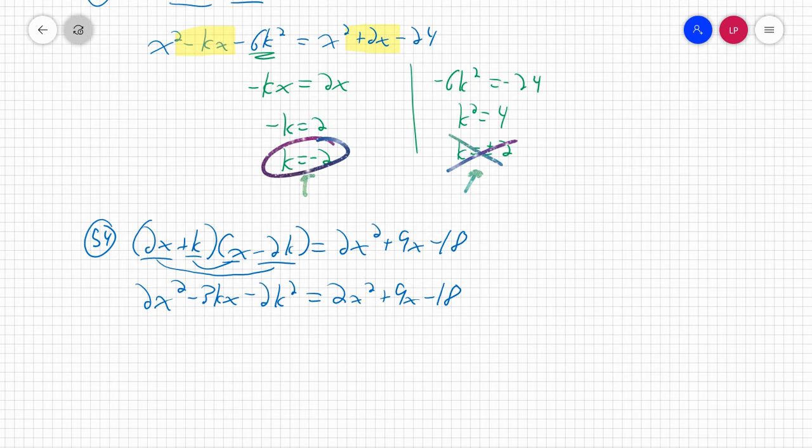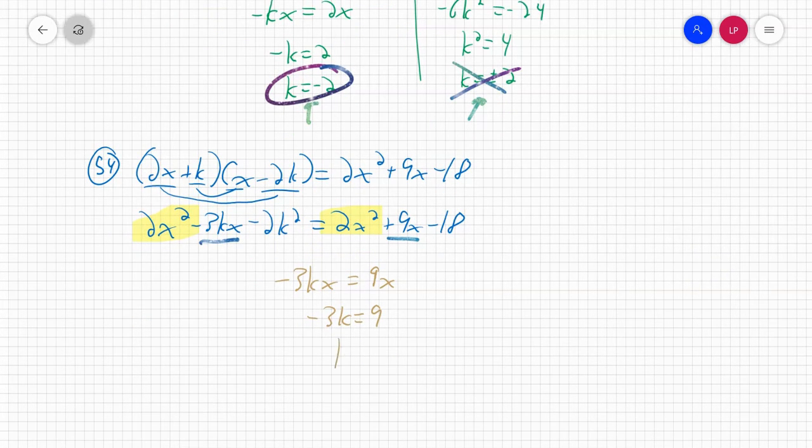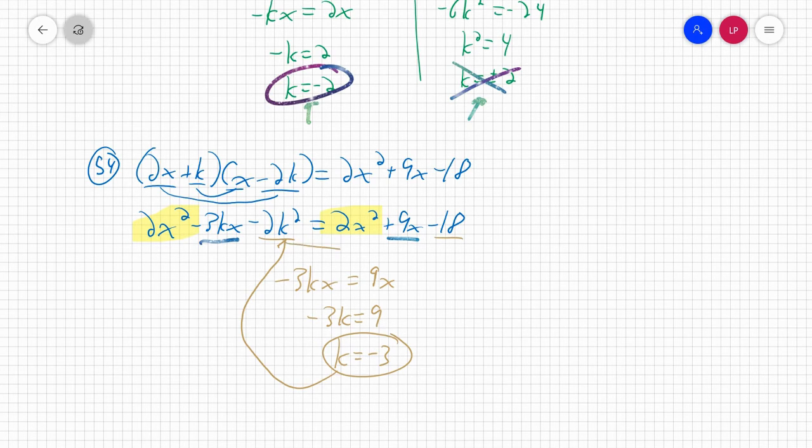All right, same idea. The 2x squareds are already equal to each other. We can ignore those. Then the next ones are these two, the negative 3kx and the positive 9x. Those need to be equal because those are the terms that have an x in them. That means that the coefficients should be equal. Negative 3k should be equal to 9, or k equals negative 3. And I get a k value that works. And if I substitute that in here, I can see that, yeah, those two are going to be the same thing. Negative 3 squared is 9, and 9 times negative 2 is negative 18. So that also works at the end of that.